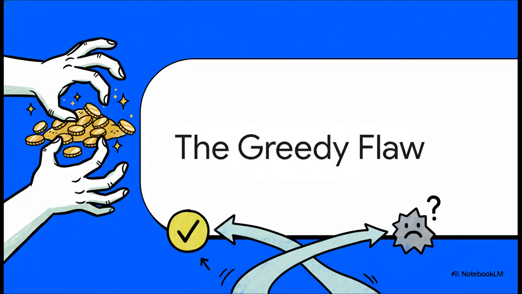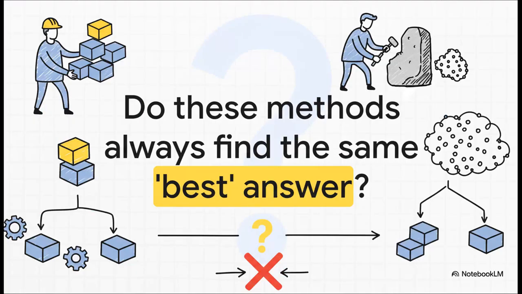Both of these methods, the builder and the sculptor, have a hidden fatal flaw. They're what we call greedy. And this greediness can actually lead them to completely different answers. So let's really put this to the test. Let's give them a totally new problem. And let's see if our builder and our sculptor still agree on what this single best feature is.